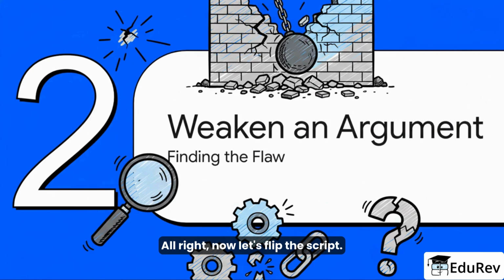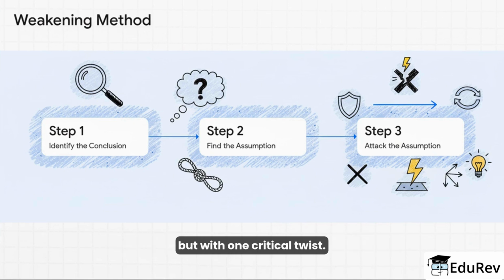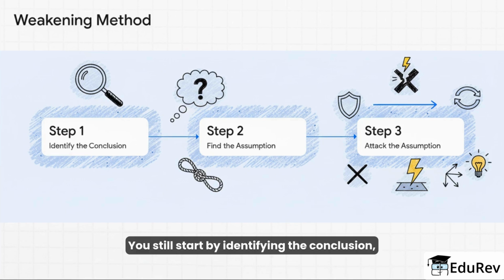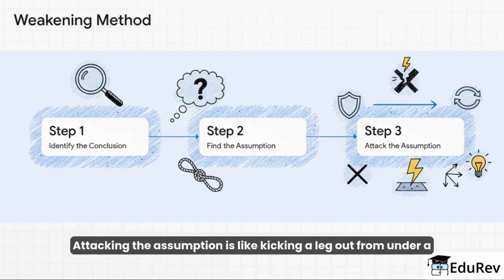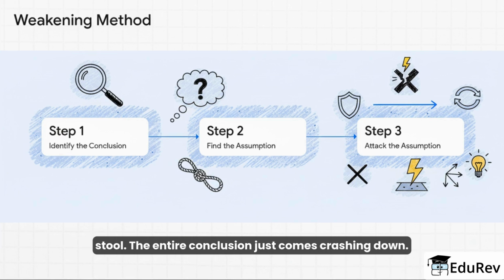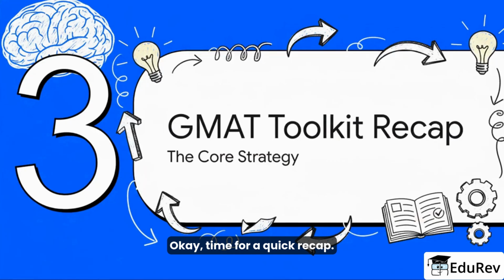All right, now let's flip the script. Let's look at the other side of the coin, weakening an argument by finding its hidden flaws. Now, the cool part is the process here is almost identical, but with one critical twist. You still start by identifying the conclusion, you still find that all-important unstated assumption, but in step 3, your job is to attack it. Think of it like this. Attacking the assumption is like kicking a leg out from under a stool. The entire conclusion just comes crashing down. So you're hunting for an answer that maybe introduces an alternative cause or a contradiction, anything that pokes a hole in that logic.